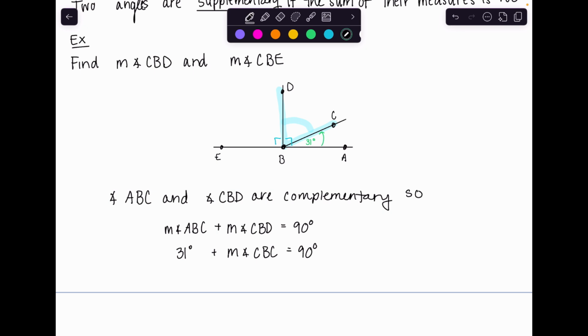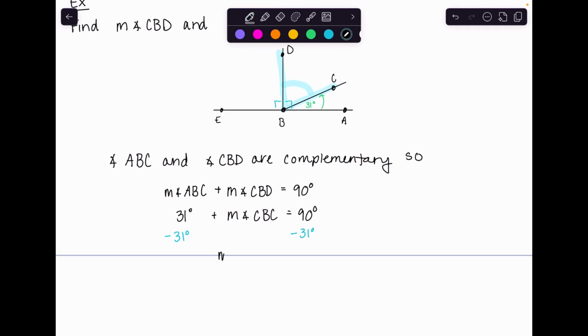So to solve for the angle I want, I go ahead and subtract 31 degrees from both sides. And that tells me the measure of angle CBD is going to equal 59 degrees. Okay. So this is our first measurement.